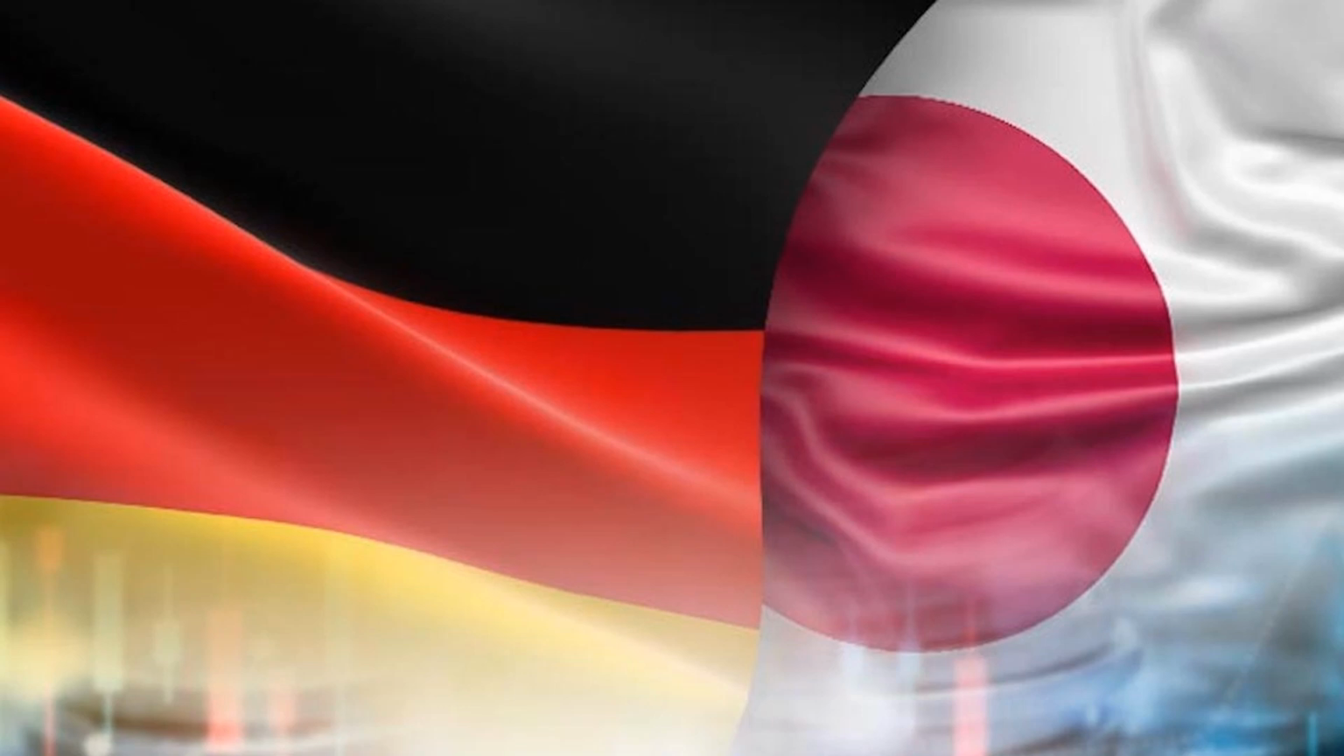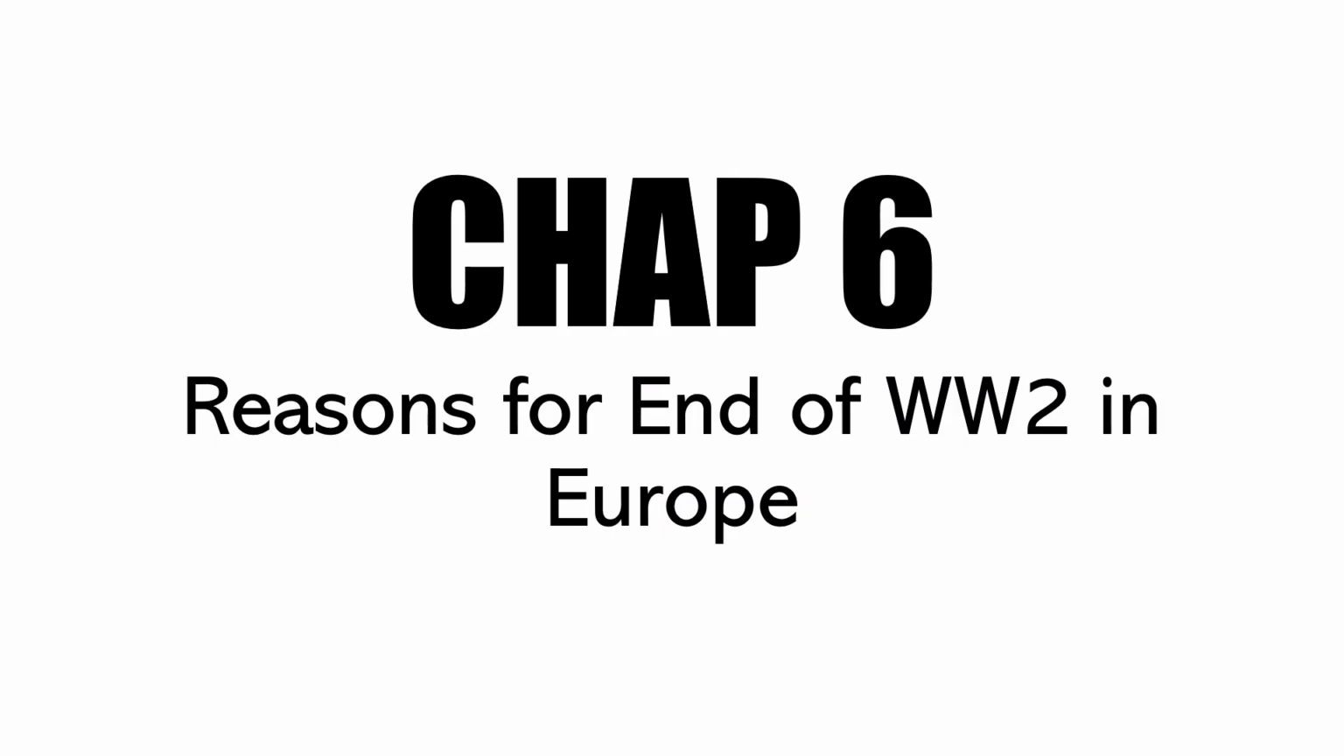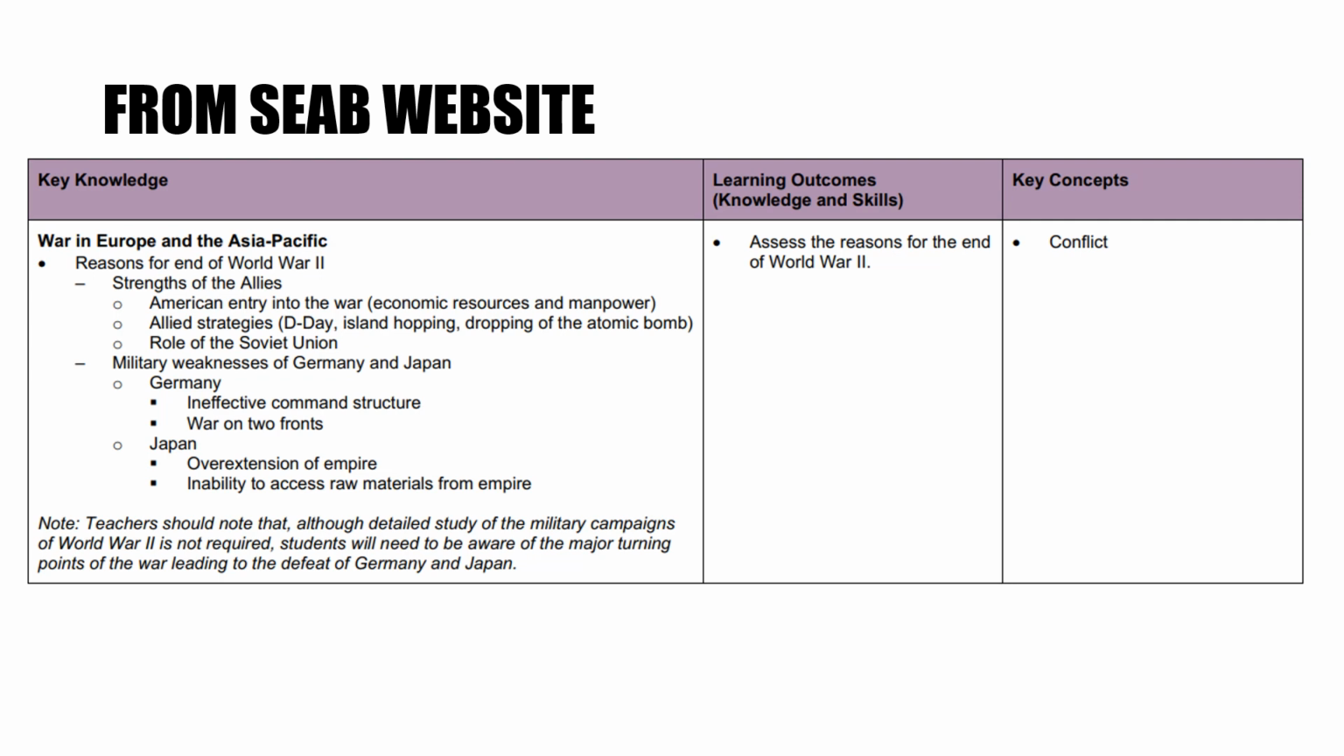Okay, so hello everyone. We are looking at chapter 6 for the history topic, and we are looking at the reasons for end of World War II in Europe. Remember what I've always mentioned in class: we always take a look at our syllabus document, which is from the SEAB website, and you can check what it is that specifically you need to study. Things like what is expected for you to learn.